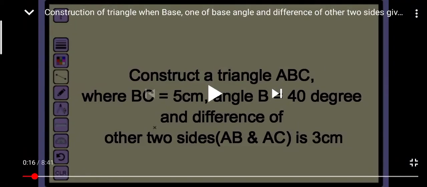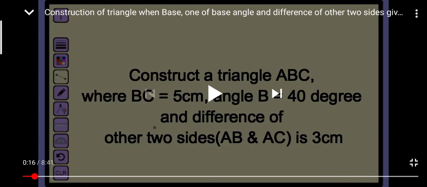Good morning, students. Today I am going to explain the second construction method: construct a triangle ABC where the base, one base angle, and the difference between the remaining two sides are given. Yesterday we constructed when the sum of the two sides was given. Now we have to see when the difference of two sides is given.